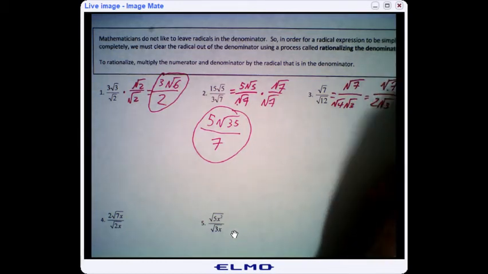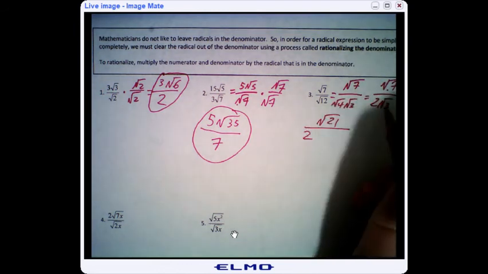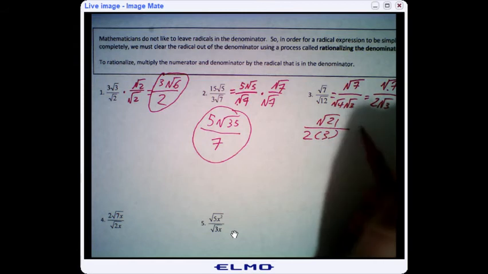So square root of 7 times square root of 3 is square root of 21. We're going to keep the 2. Square roots cancel, so it's going to be 2 times 3. So we're going to have the square root of 21 divided by 6.